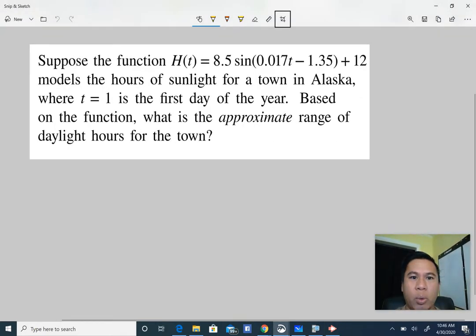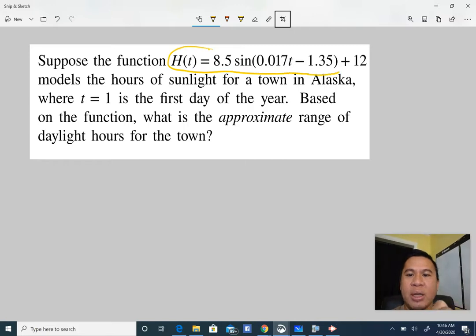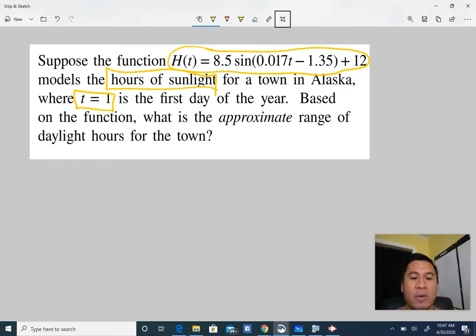Let's now go to our second problem in this case. It says, suppose the function h of t is given to be 8.5 sine(0.017t minus 1.35) plus 12. This models the hours of sunlight for a town in Alaska where t equals 1 is the first day of the year. Based on the function, what is the approximate range of daylight hours for the time?